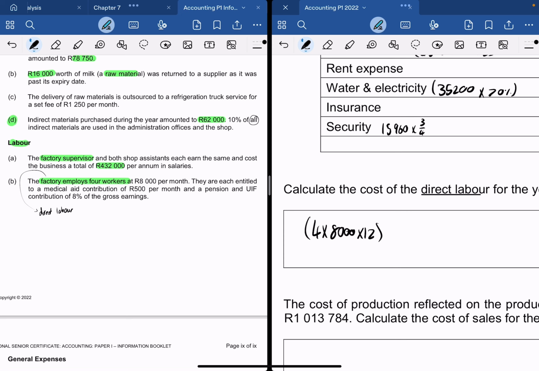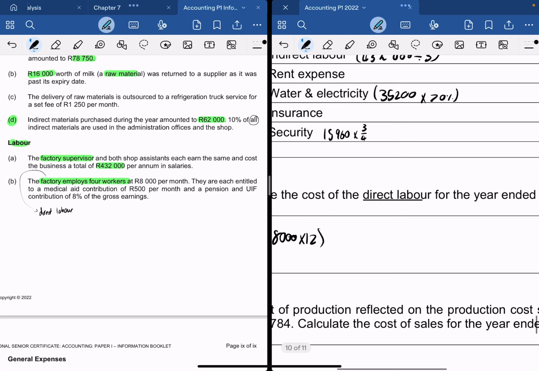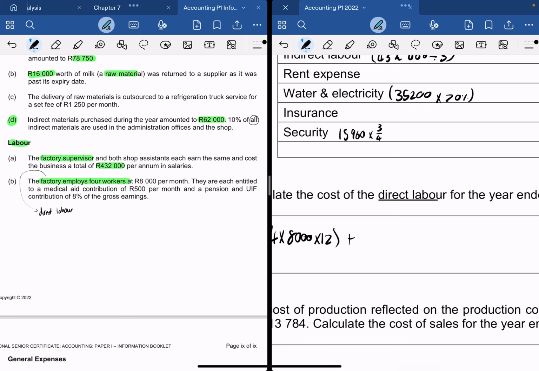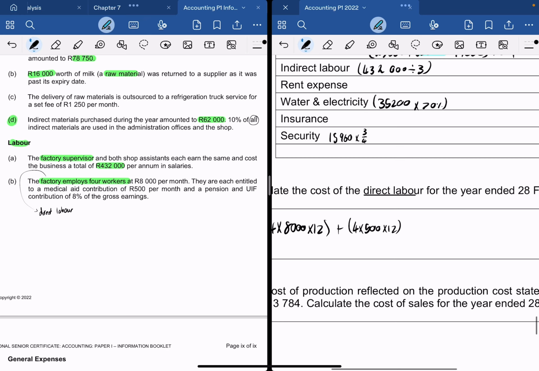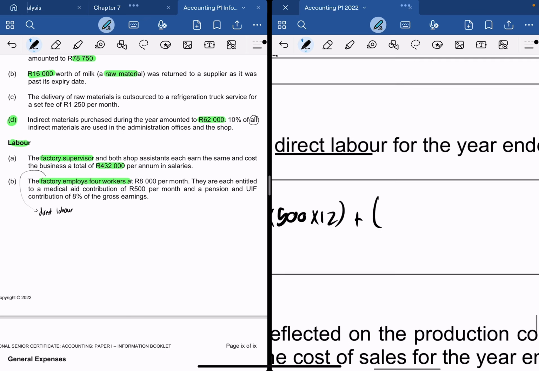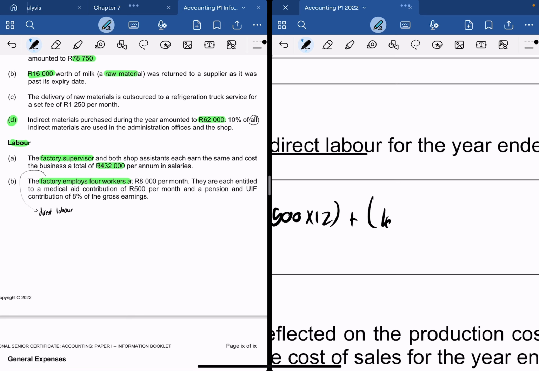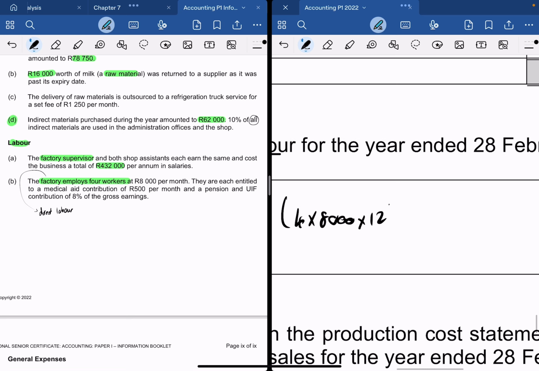They're each entitled to a medical aid contribution of 500 Rand per month. So plus 4 times 500 times 12. And a pension and UIF contribution of 8% of gross earnings. So gross earnings, remember gross is before any deductions. So it's once again 4 times 8,000 times 12 times 8%, because we only want 8% of this.